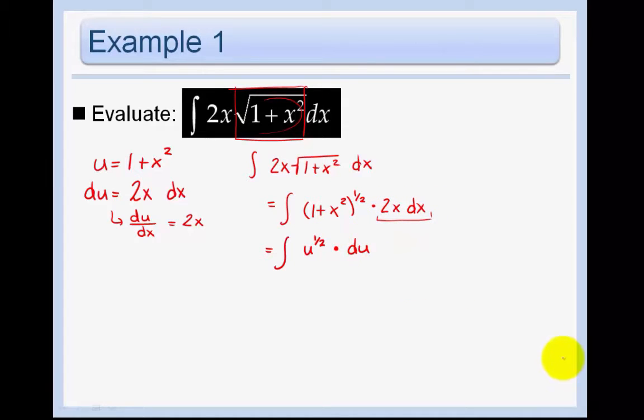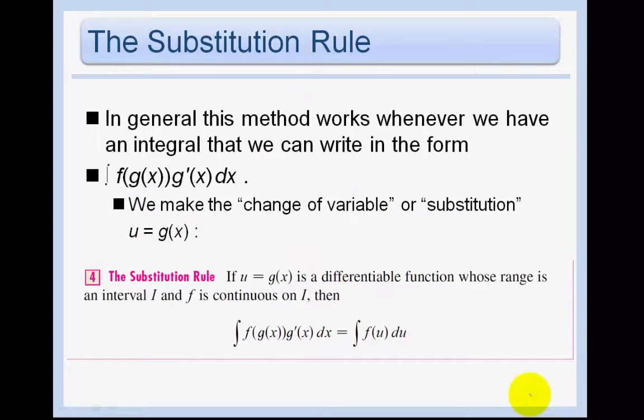Well, now we can do it. The antiderivative of u to the 1/2 is add 1, and then we get 2/3. Don't forget your plus c, because this is an indefinite integral. And then we just go back and we know that u was 1 plus x squared, u to the 3/2 plus c. So I think that by just doing this example, having you look through it, you'll start understanding what we're doing. And then the next slide says it very well.